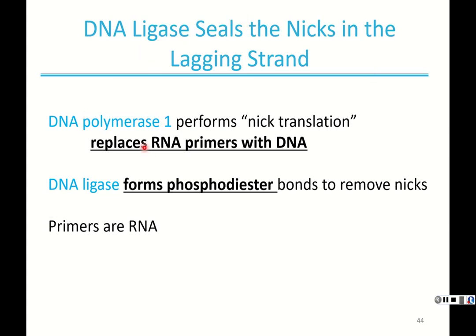DNA polymerase I does perform that nick translation, which replaces the RNA primers with DNA. And then you need a DNA ligase to connect those fragments together. And remember, the primers are RNA, so you don't want these little sections of RNA within your DNA, and that's where this DNA polymerase I will replace those primers with DNA.